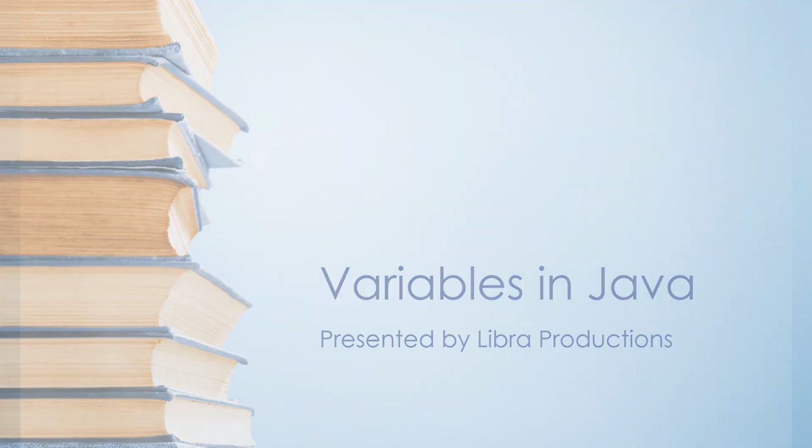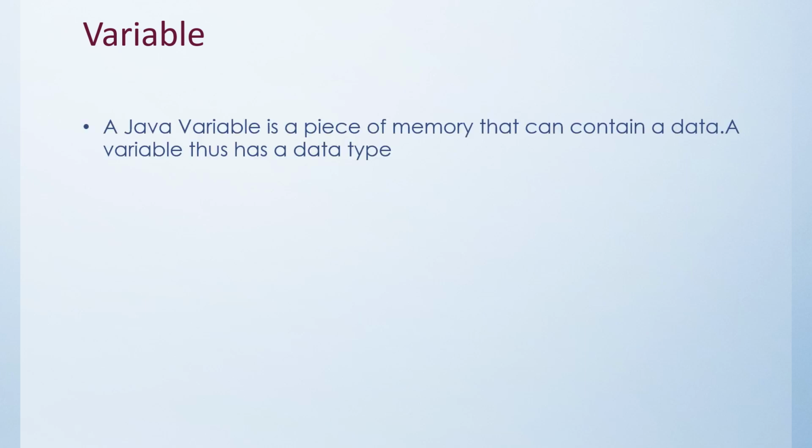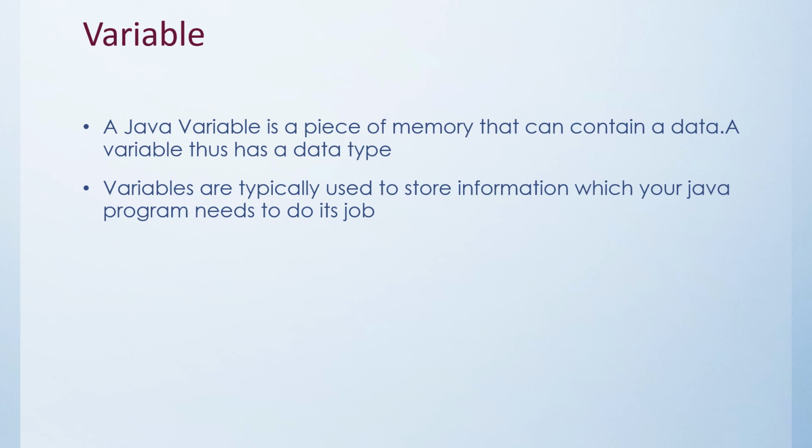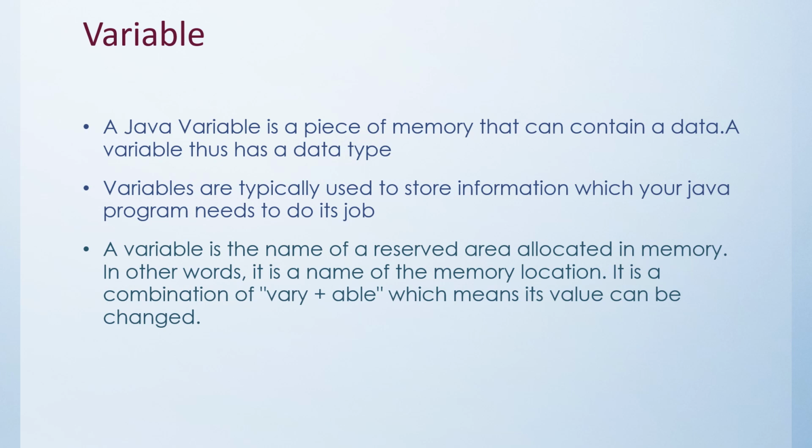If you see the screen, first we will see the definitions. A Java variable is a piece of memory that can contain data. A variable thus has a data type. Variables are typically used to store information your Java program needs to do its job. A variable is the name of a reserved area allocated in memory. In other words, it is the name of the memory location.